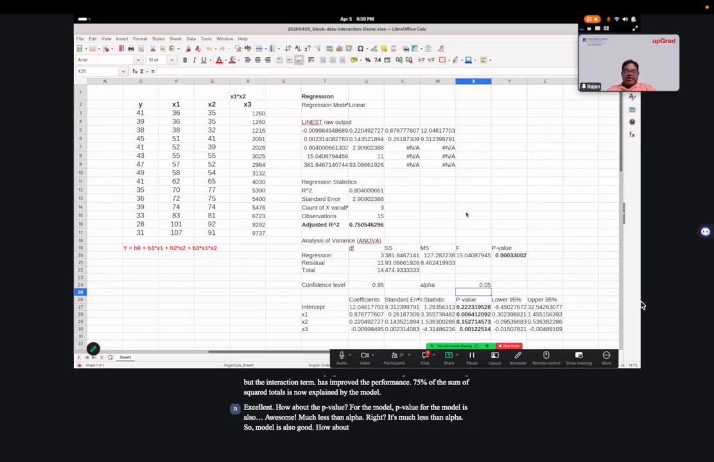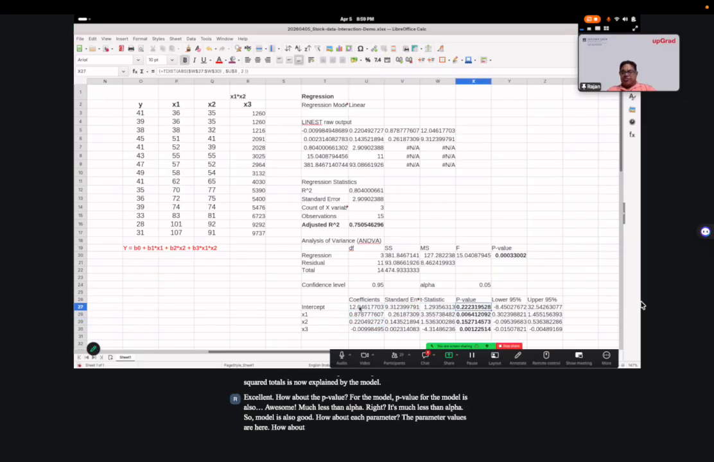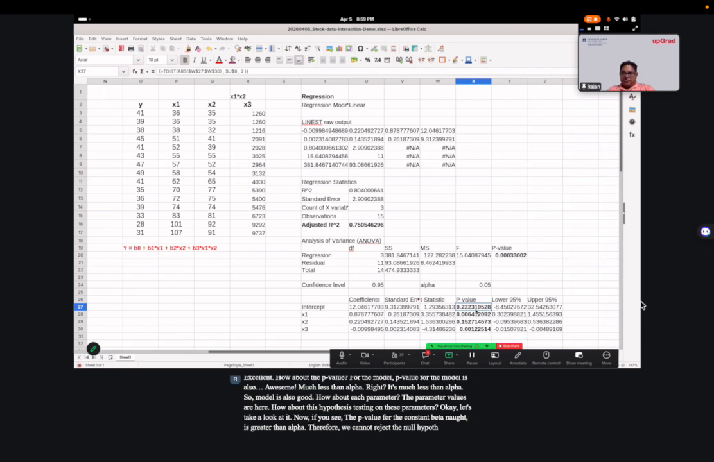How about each parameter? The parameter values are here. How about the hypothesis testing on these parameters? Okay, let's take a look at it. Now, if you see, the p-value for the constant beta naught is greater than alpha. Therefore, we cannot reject the null hypothesis that the intercept is 0. So the intercept now has to be taken out.